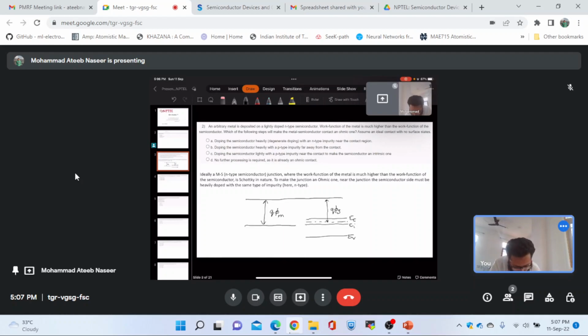If we now use a heavily doped impurity, we will have the ohmic contact. So in order to make this junction an ohmic one, it is simple that we will need doping. The semiconductor will be doped heavily with n-type impurity near the contact junction.